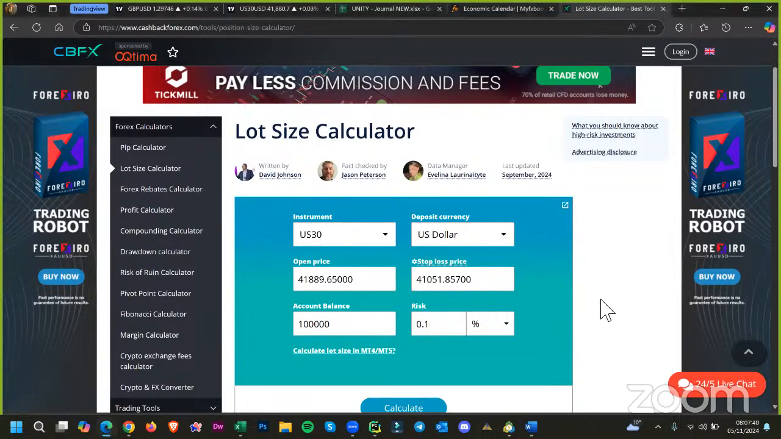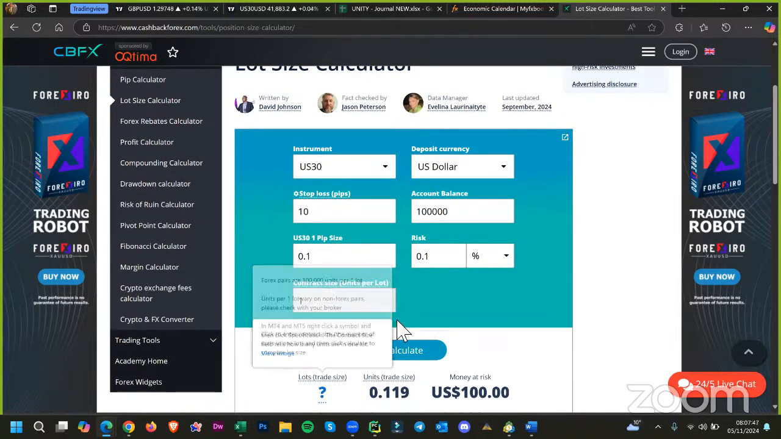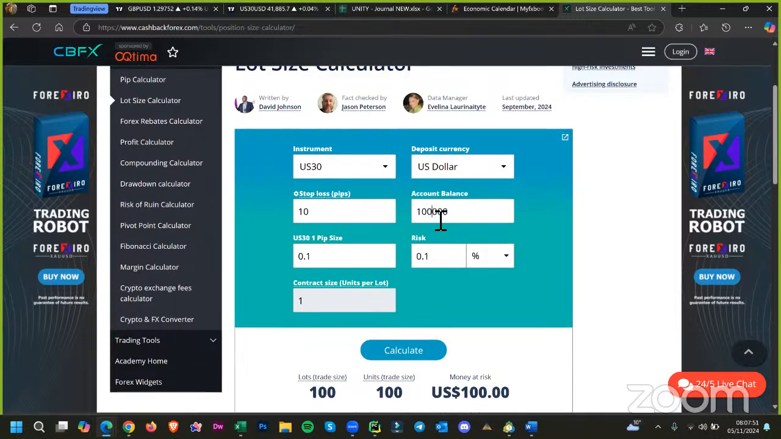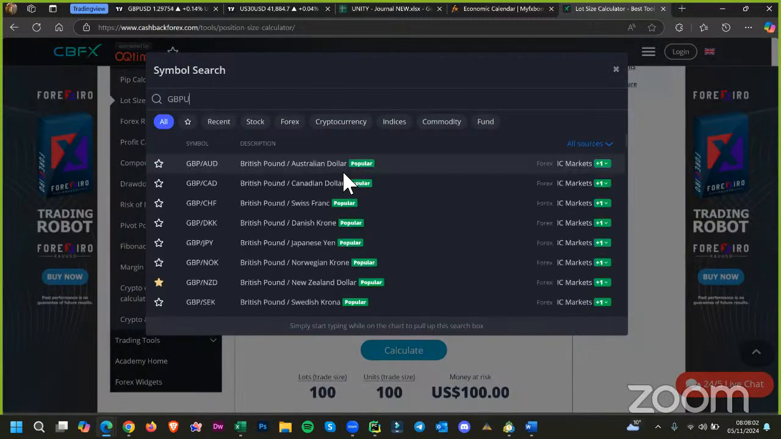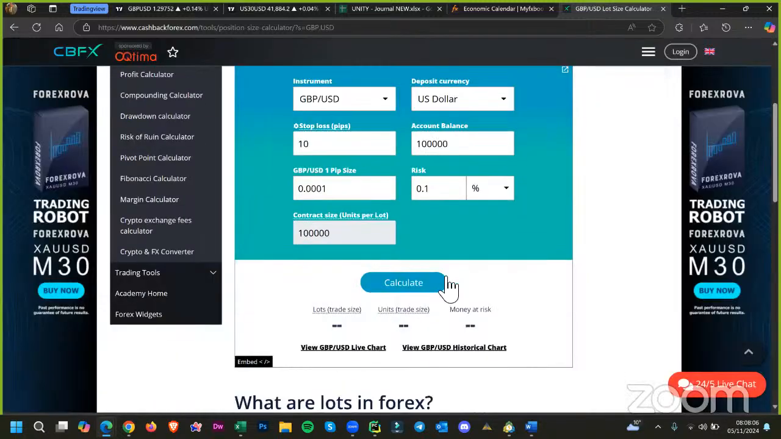All right, so lot size calculator is essential. If you're taking any trades in the market, you need to know how big your lot size is. What does that mean? It's how big a position you're putting on. Say for argument's sake, have a look here. I've got a $100,000 account, and I'm trading, for example, let me use a forex pair, GBP USD.